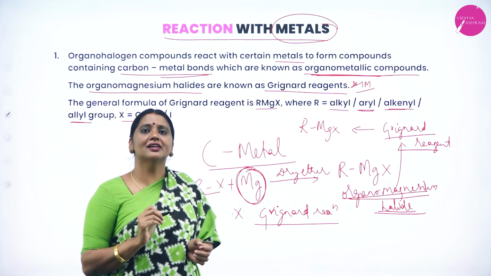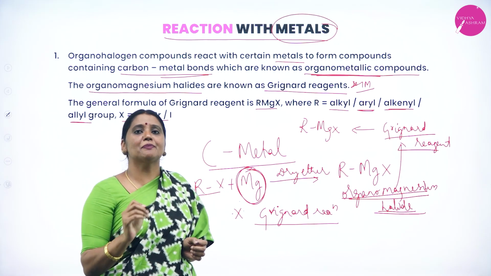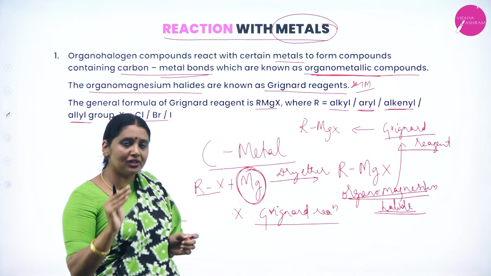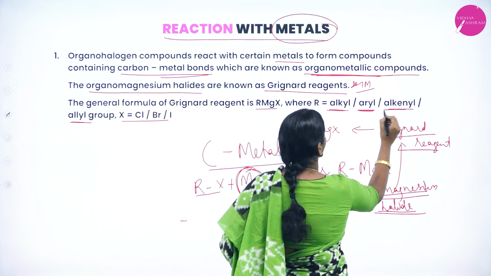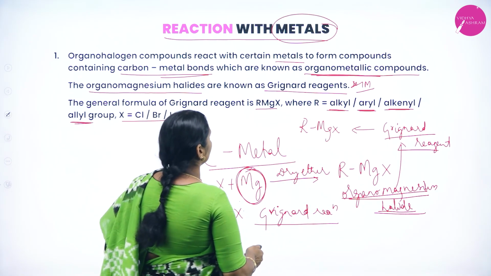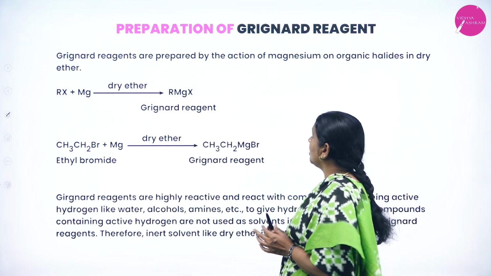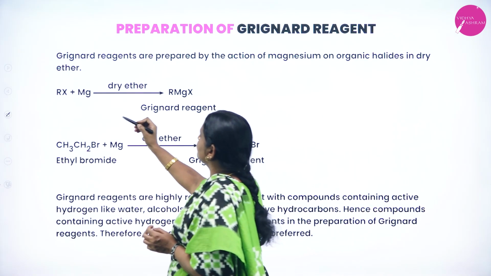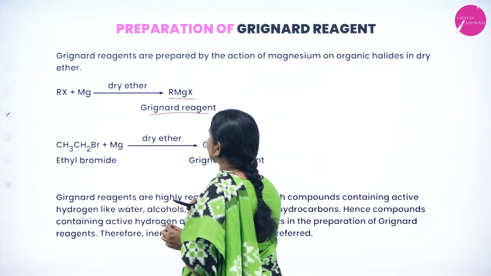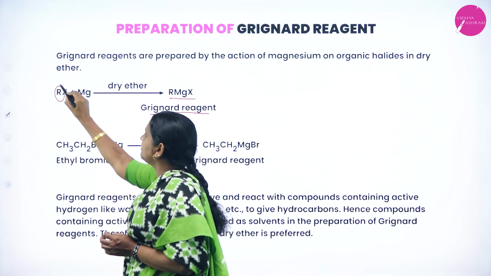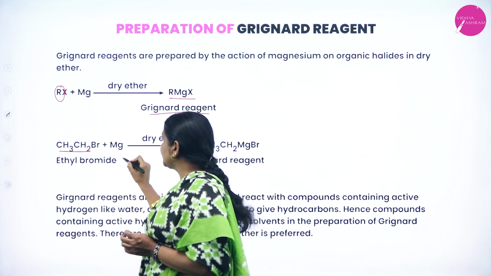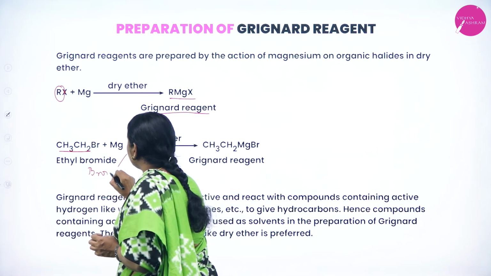Okay, explain Grignard reaction. RX plus Mg in the presence of dry ether gives rise to RMgX, where R is not only alkyl, it is alkyl, aryl, alkenyl, as well as allyl group. Let us consider an example for Grignard reaction. RX plus Mg in the presence of dry ether gives rise to RMgX. It is known as Grignard reagent. Let us consider ethyl in place of R. What's the formula of ethyl? CH3CH2. It is ethyl bromide. The IUPAC name is bromoethane.